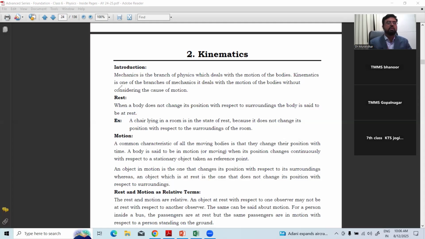You can see here. Mechanics is the branch of physics which deals with the motion of the bodies. So kinematics is one of the branches of mechanics. It deals with the motion of the bodies, motion without considering the cause of motion. In brackets you can write force. Write down this as the first point. Second point, one point here and the second point from here.